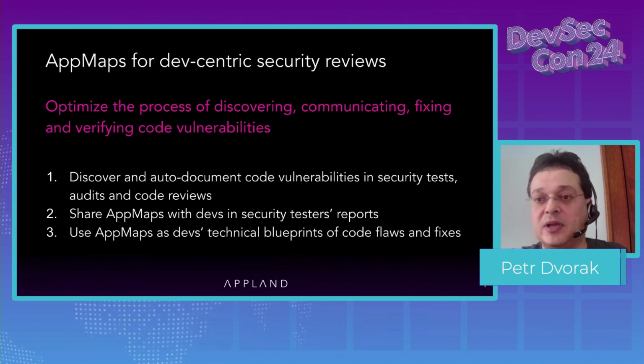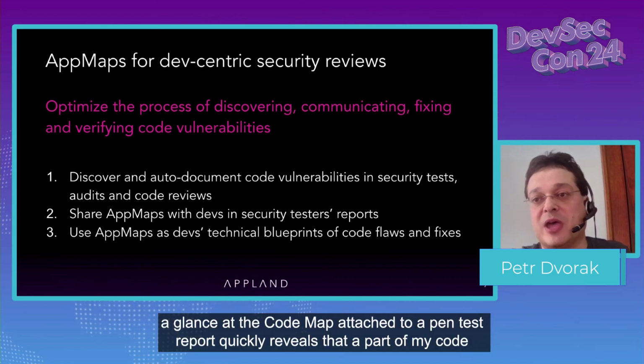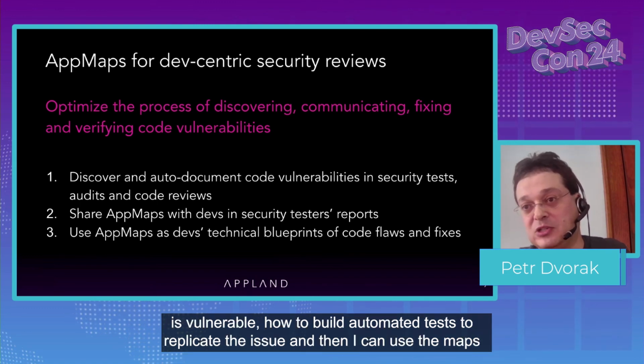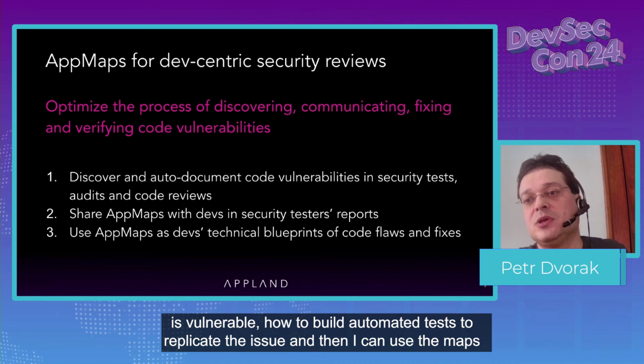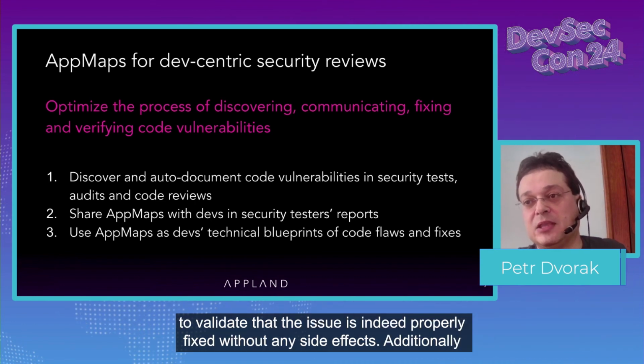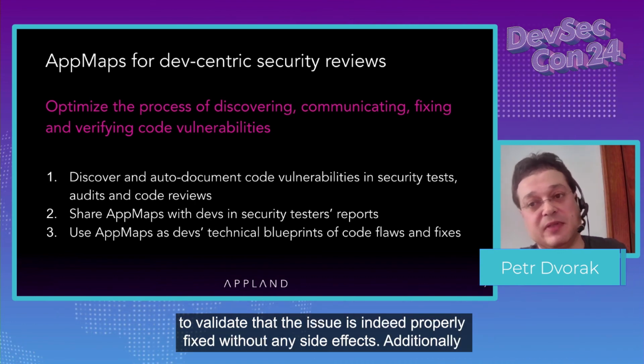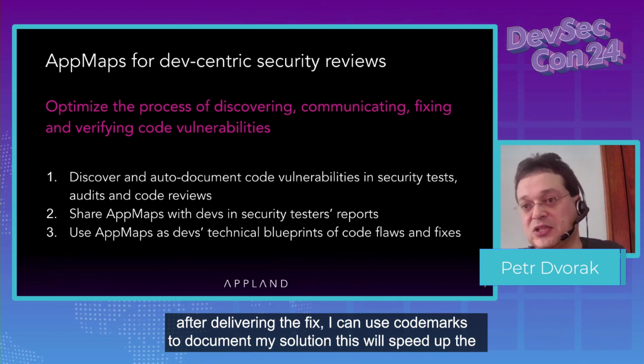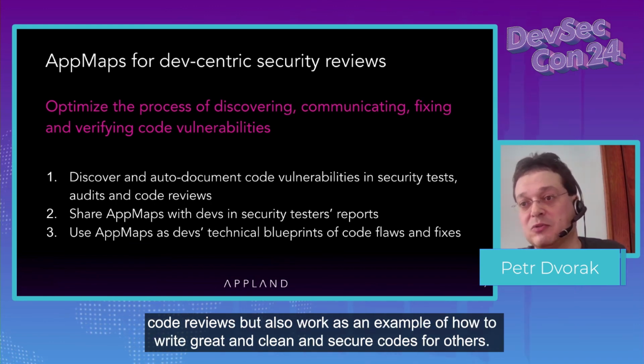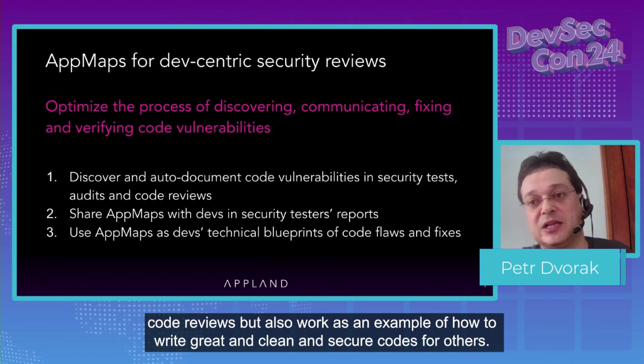As a developer, a glance at a code map attached to a pen test report quickly reveals that a part of my code is vulnerable, how to build automated tests to replicate the issue, and then I can use the maps to validate that the issue is indeed properly fixed without any side effects. Additionally, after delivering the fix, I can use code maps to document my solution. This will speed up the code reviews, but also work as an example of how to write clean and secure code for others.